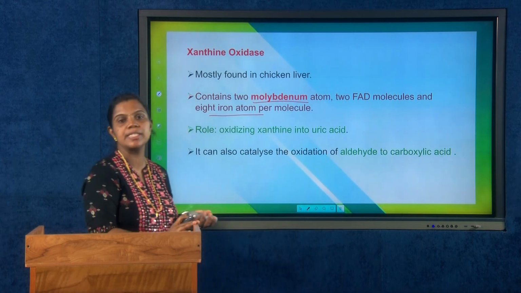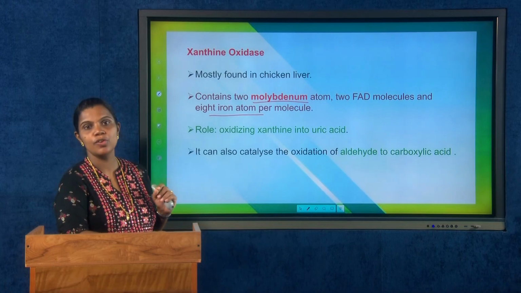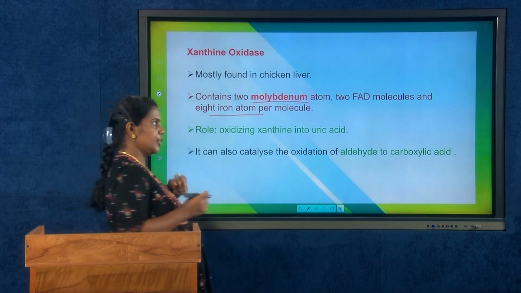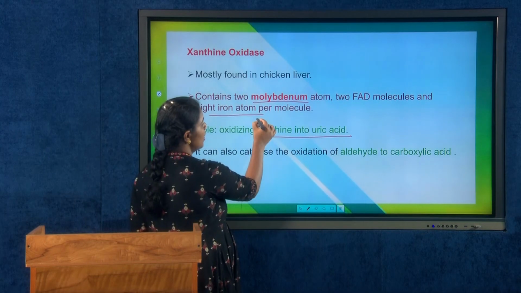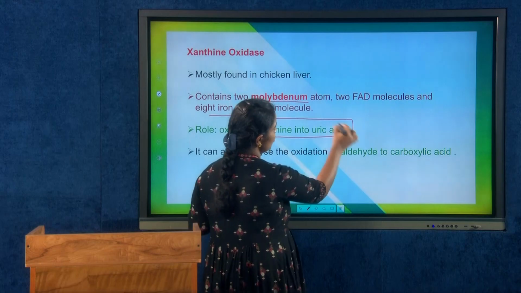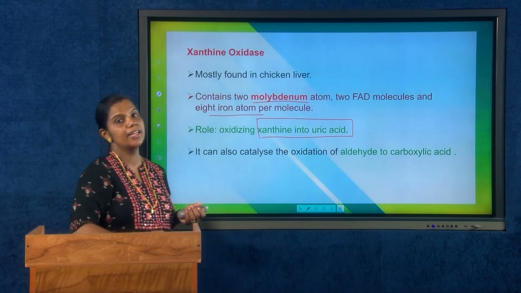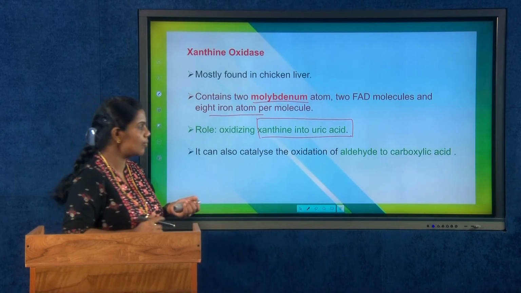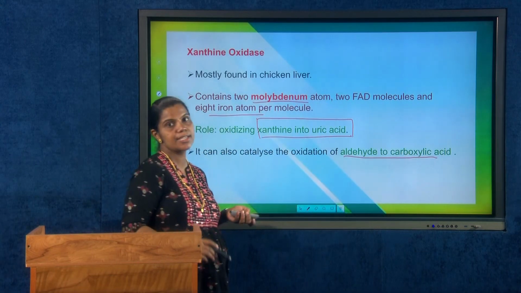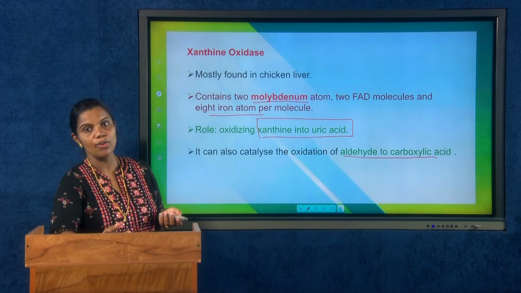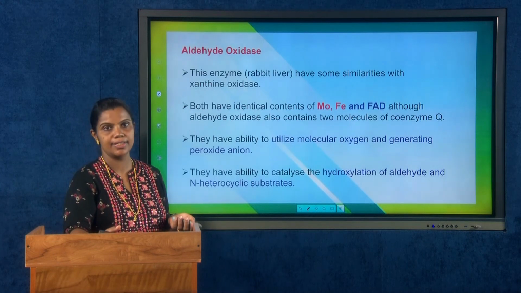So, what is the function of this enzyme? It has the role of oxidizing xanthine into uric acid. The xanthine oxidase enzyme oxidizes xanthine into uric acid. It can also catalyze the oxidation of aldehyde to carboxylic acid.